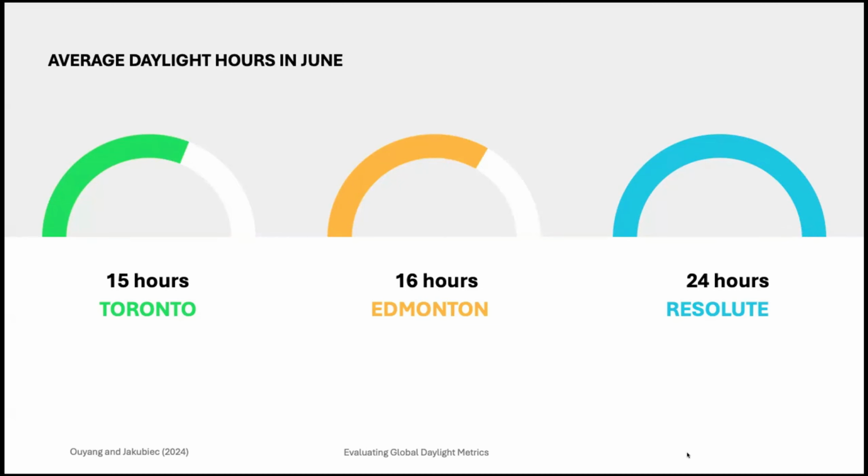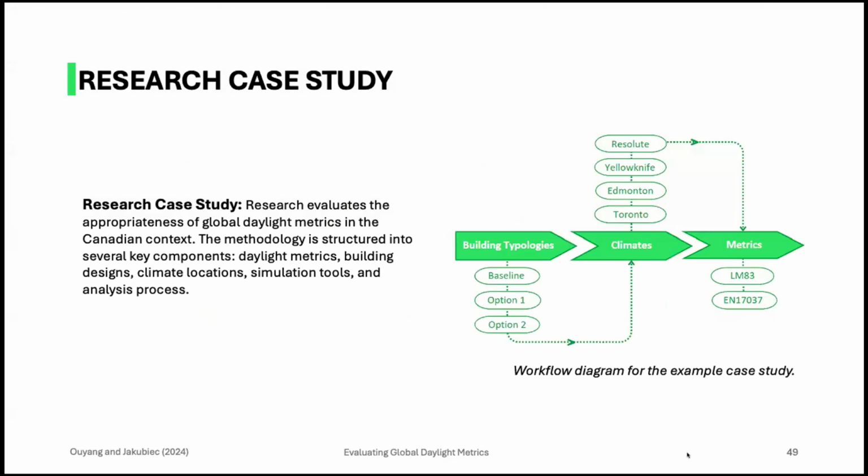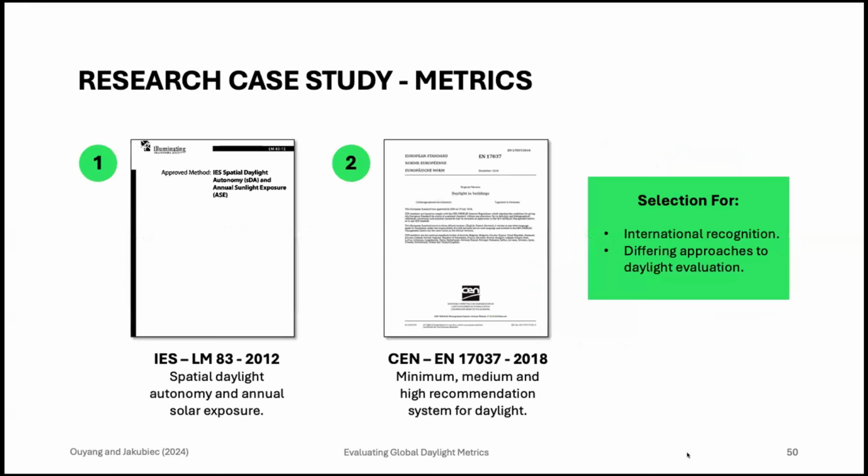Such geographic differences in daylight hours introduce some complexities in applying daylighting standards uniformly across one region. We therefore propose a consideration of latitude when we evaluate the applicability of daylight metrics. The image on the slide illustrates the research flow where metrics and compliance are generated for 3 office building designs in 4 climates and for 2 types of daylight metrics.